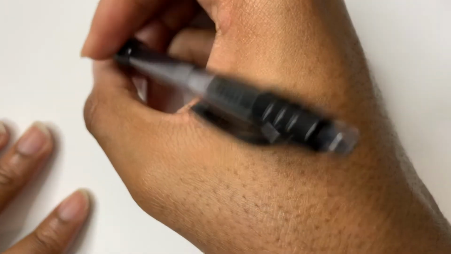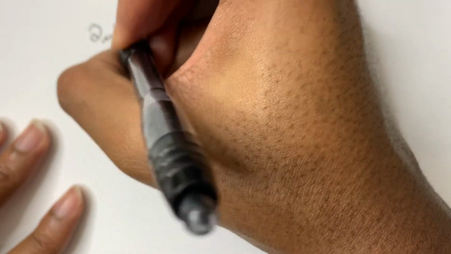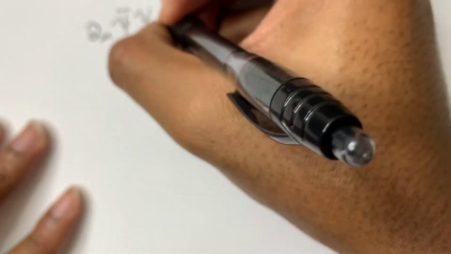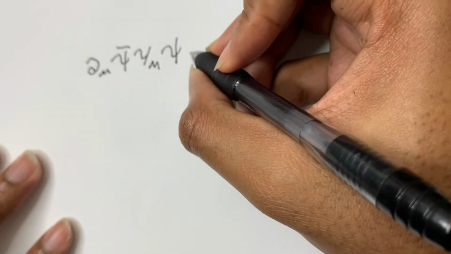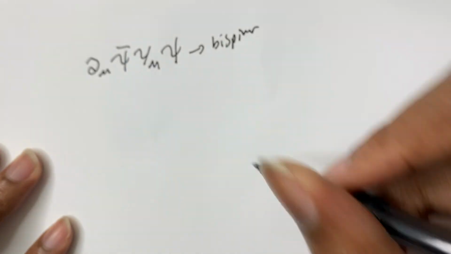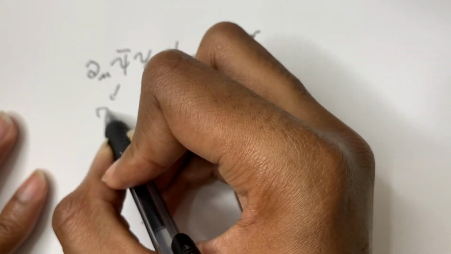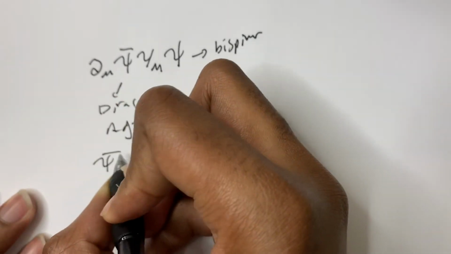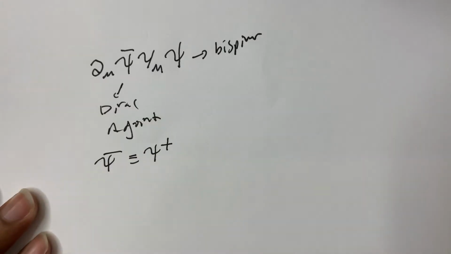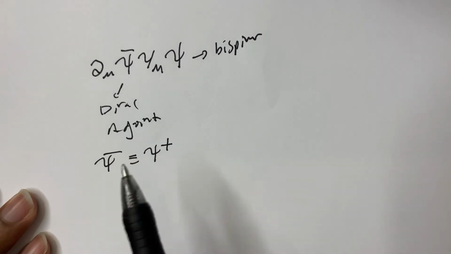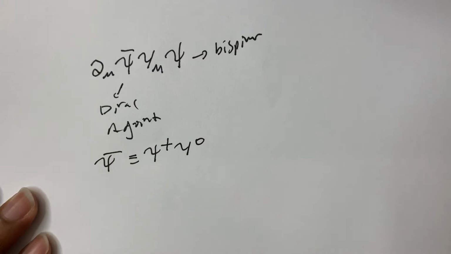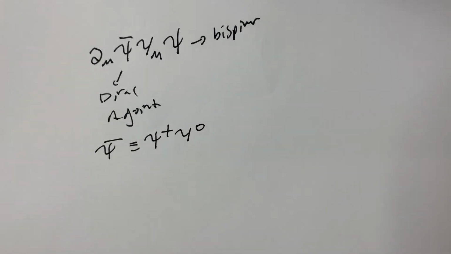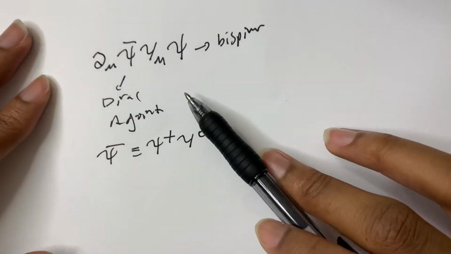Okay, so in the Dirac Lagrangian, we actually see this term, where this is the Dirac bispinor, and this is said to be the Dirac adjoint. Okay, and the Dirac adjoint is defined as the complex conjugate of the Dirac spinor times the zeroth gamma matrix. And this is just a term that appears in the Dirac Lagrangian.